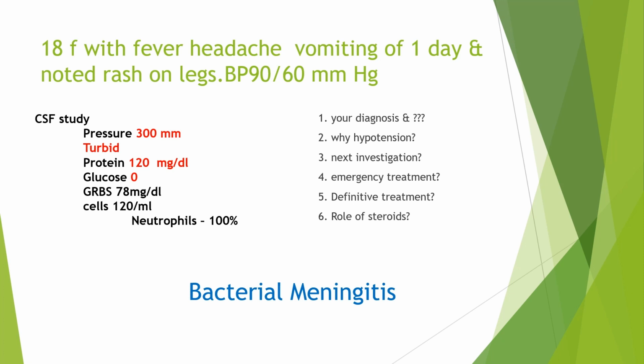Now, what is turbidity showing? Turbidity can be because of infective causes or non-infective causes. Whenever the RBC count goes up very high or the WBC count goes up very high, you can have turbidity. More than 200 WBCs or 400 RBCs can make it turbid.